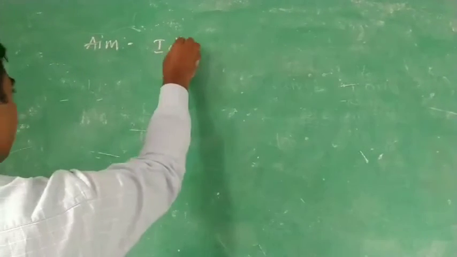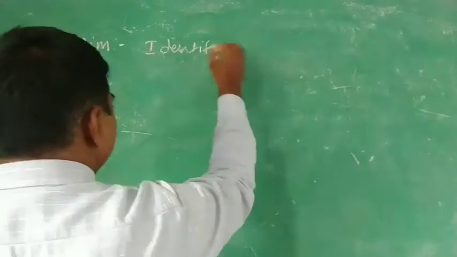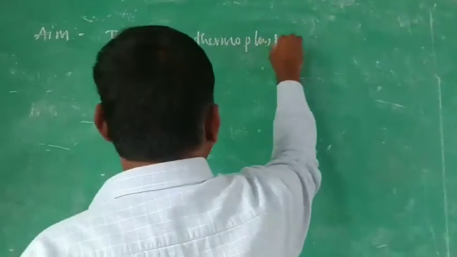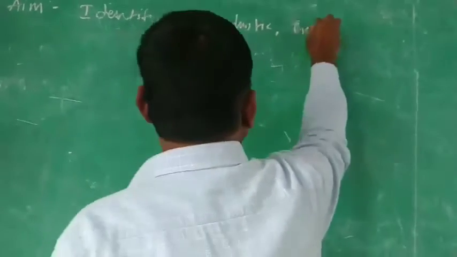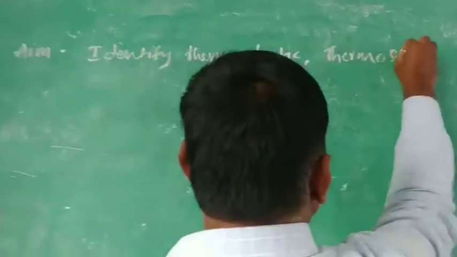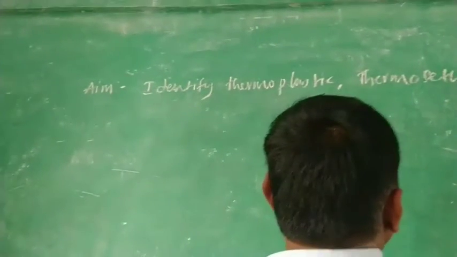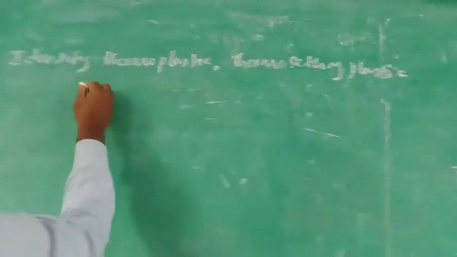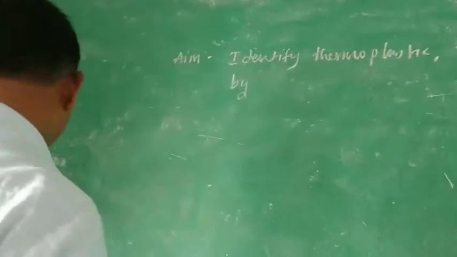Now, what is the activity? The lab activity I have mentioned. Aim: what is the aim? Identify thermoplastic and thermosetting plastic by flame test.